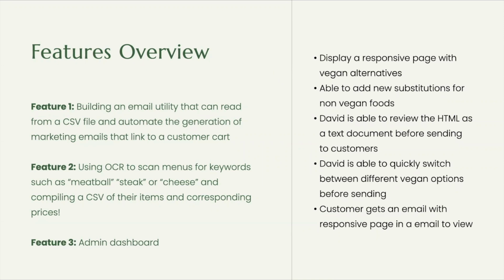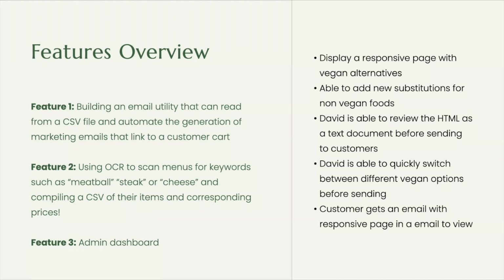So we had three primary features we implemented. The first feature was to build a way to email things easily to customers, which helped automate the generation of emails and templates that were going out to the customers with the alternative food options from the menu which they uploaded. The second feature was to actually use optical character recognition to get the text from the uploaded image and get it into the application and get it to be in a usable format that we could work with.